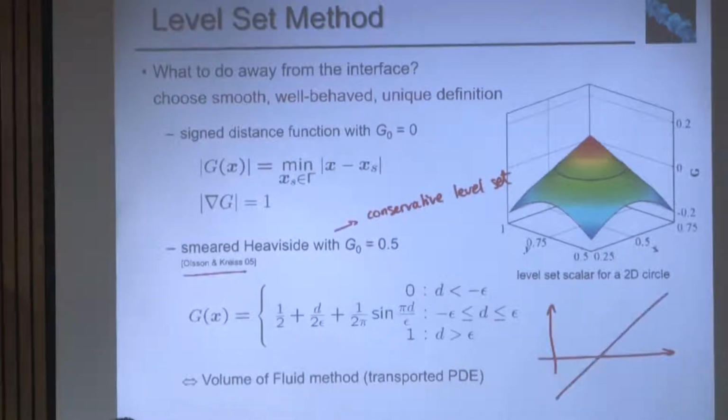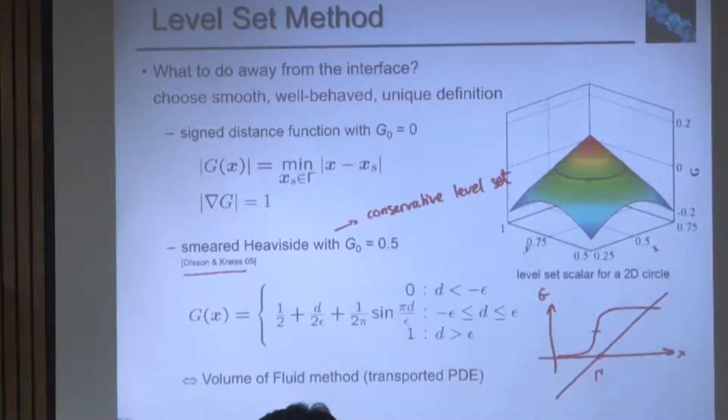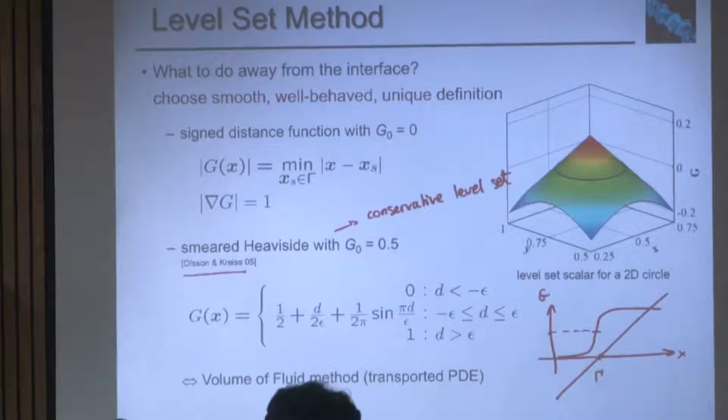So your standard approach is the following. This is your G, the function of x. This is your distance. You can find level sets that work like this as well. Okay, so we'll stick for now to the signed distance function approach, and then we'll talk about the conservative level set later.